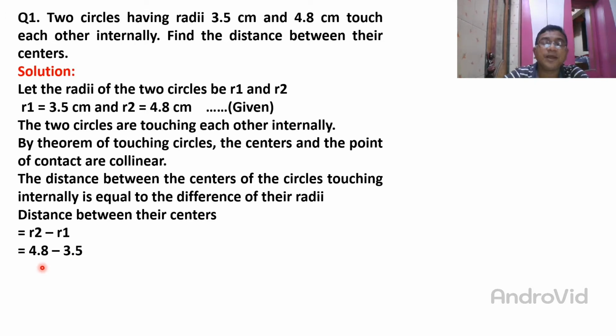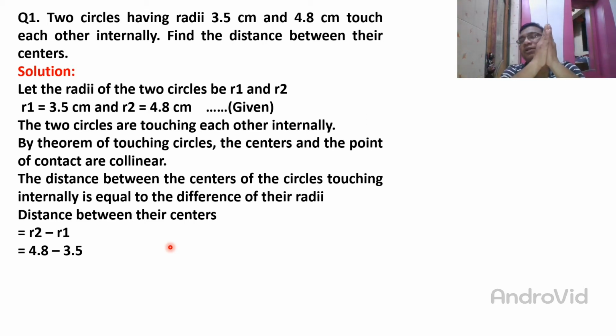So 4.8 minus 3.5. Subtract this: 8 minus 5, what remains? 3. 4 minus 3, what remains? 1. So we are getting the answer 1.3. Do you understand what I say here, students? R2 is the radius 4.8 centimeter, and R1 is the radius 3.5 centimeter. The circles are touched internally. They are not touched externally.